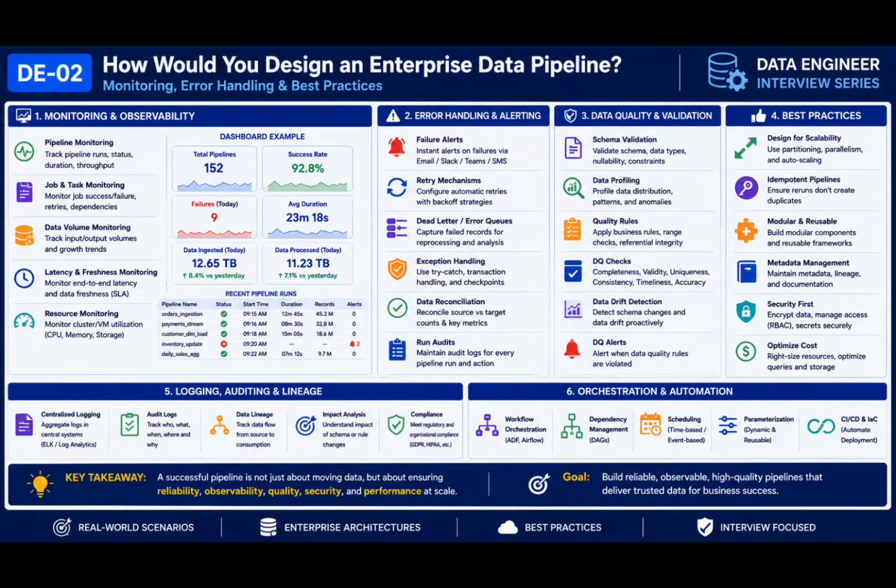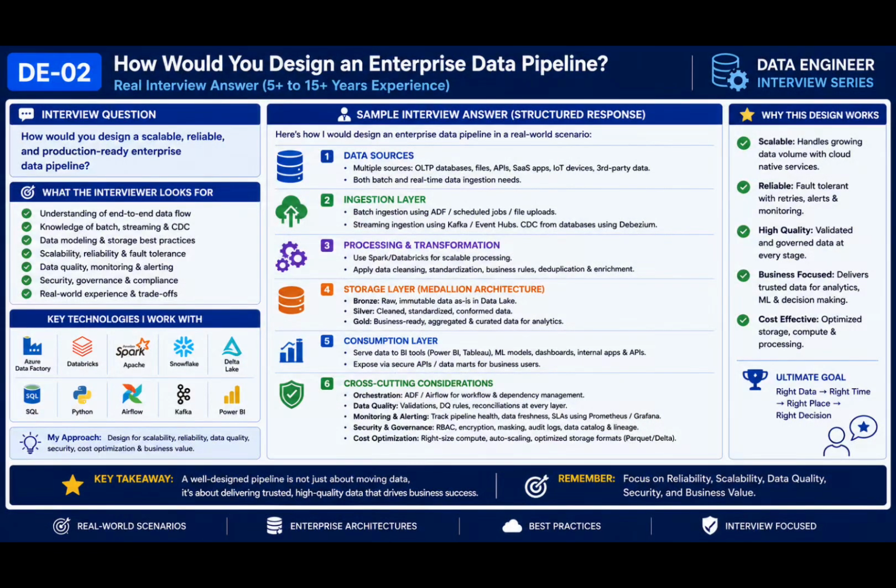Now let's answer the interview question. The interviewer asks, how would you design an enterprise data pipeline? Here we have to start by understanding the business requirements, including data sources, expected data volume, latency requirements, downstream consumers, and data quality expectations. Then we design an ingestion layer capable of handling both batch and streaming data using Azure Data Factory, Kafka, Event Hubs, APIs, or CDC based on the use case.